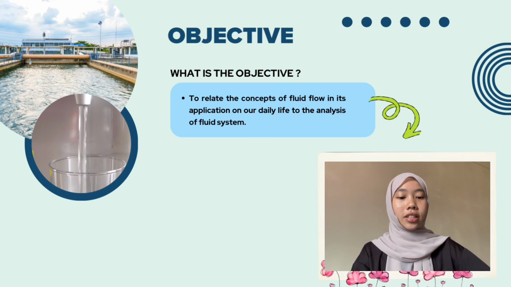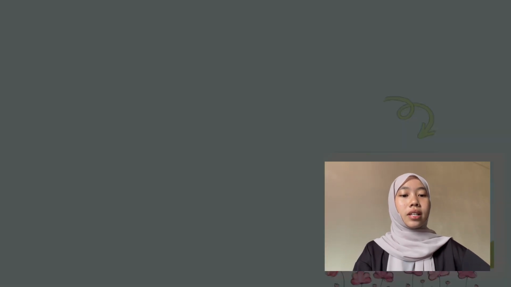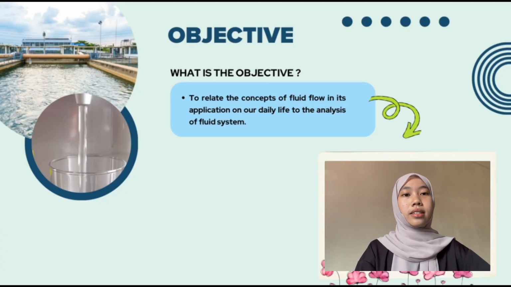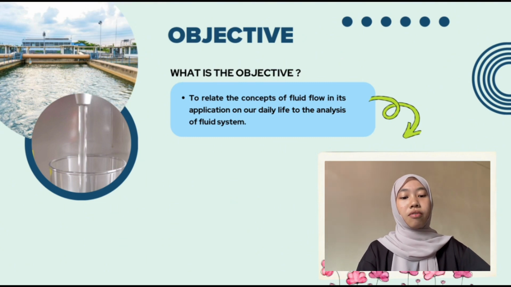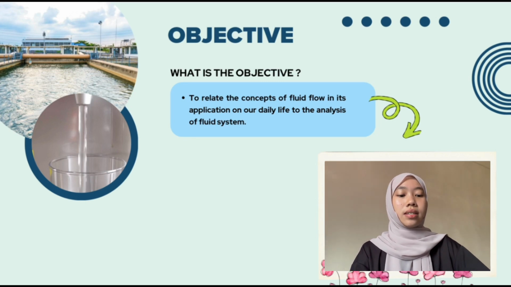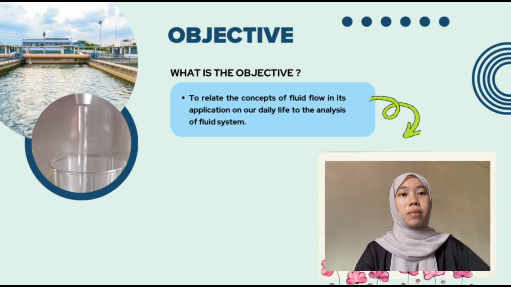For this presentation, our main objective is to relate the concepts of fluid flow in its applications on our daily life to the analysis of fluid systems. This means that we want to understand how the movements of fluids like water and air can be applied in real-life situations. For example, fluid flow is important in things like water supply systems, plumbing, and even the flow of blood in our bodies. So by studying fluid flow, we can understand how these systems work and how to improve them in daily life.